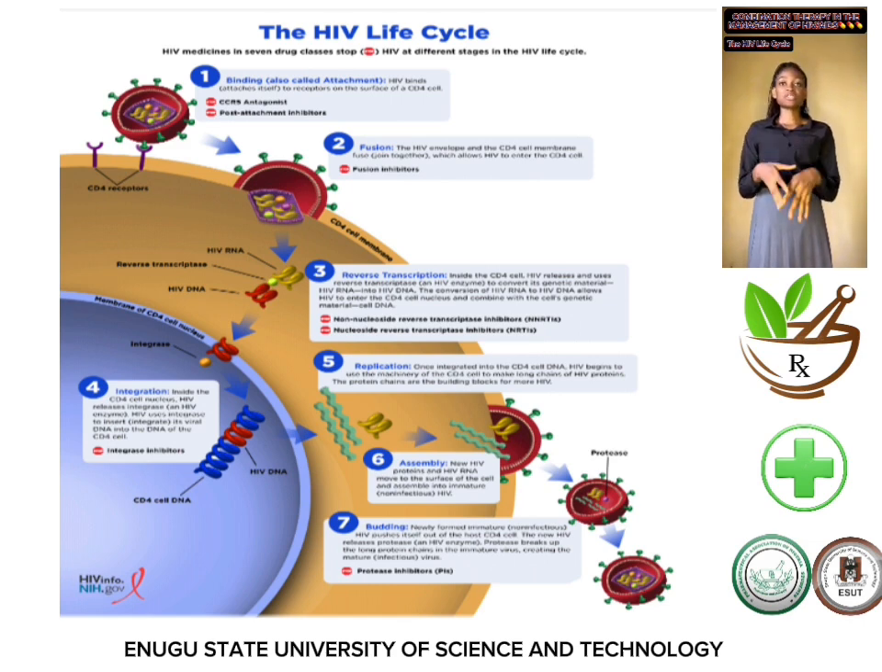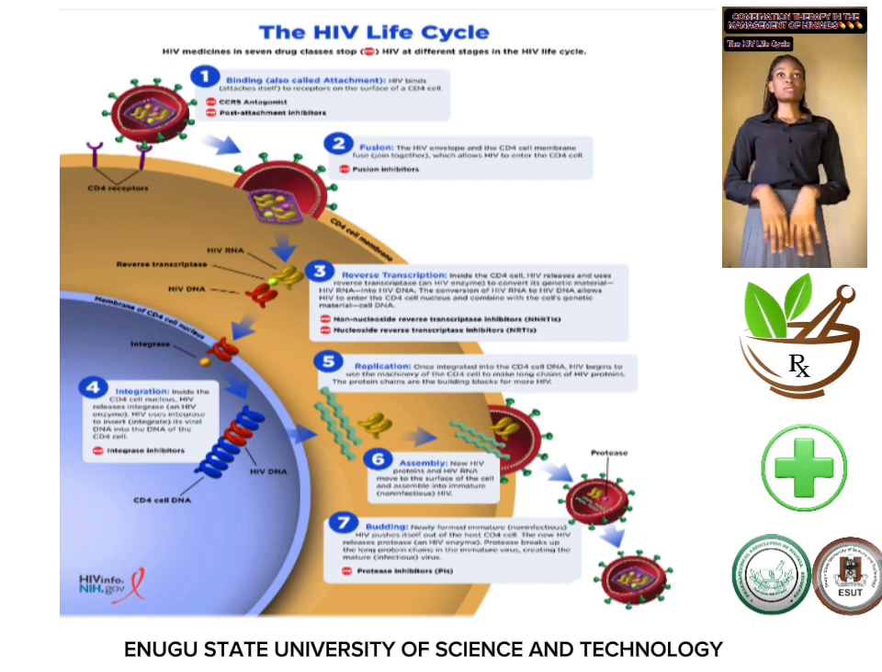Then the process of reverse transcription starts, where the HIV RNA is converted to DNA. This conversion allows the HIV DNA to enter the CD4 cell nucleus and combine with the cell's genetic material. Then the process of integration occurs. Here, the HIV DNA starts to integrate itself with the DNA of the CD4 cell.